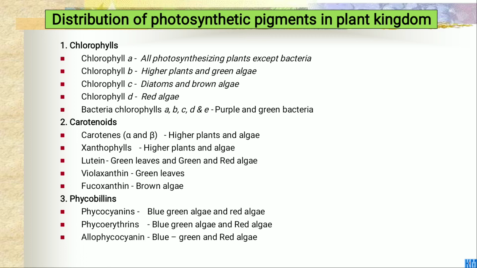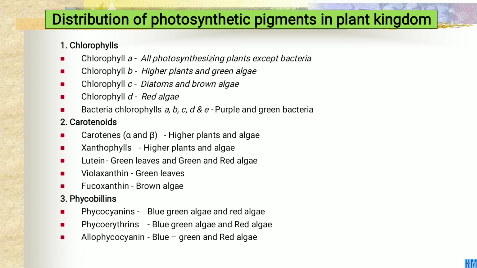And carotenoids. Where are the carotenoids present? Carotenes, the alpha and beta, are present in higher plants and algae. Xanthophylls are also present in higher plants and algae. Lutein is present in green leaves and green and red algae. Violaxanthin is present in green leaves. Fucoxanthin is present in brown algae.